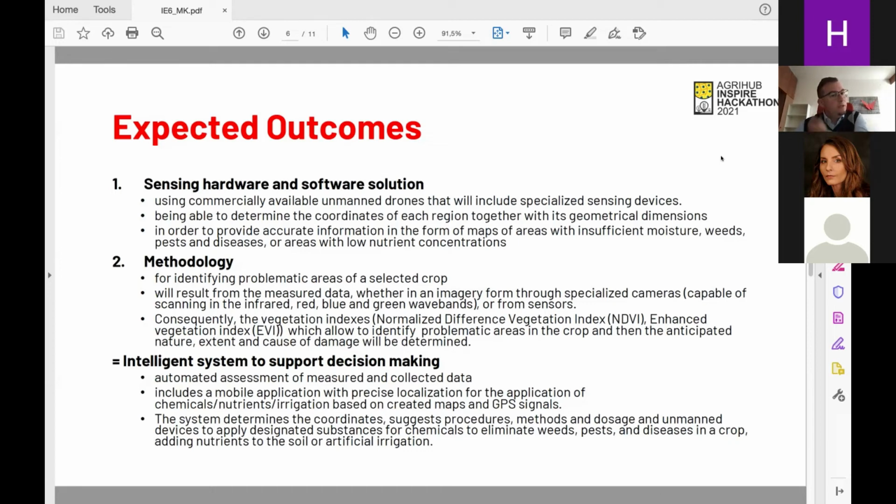The second expected outcome is the methodology that will be able to identify the problematic areas of selected crop. It will result in measured data, whether in imaging form or with a hands-on decision support system. And also, both of these expected outcomes will lead to an intelligent system to support the decision-making of the farmers. They will be able to make automated assessment of measured and collected data, and also this will be projected into the mobile application with precise localization, and can be used in the field.